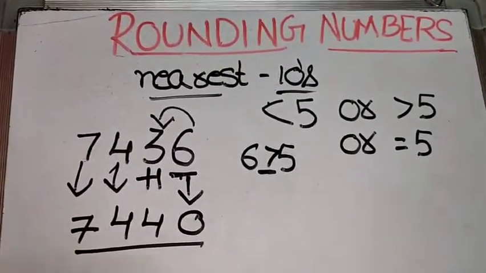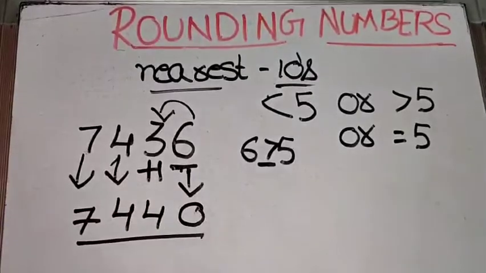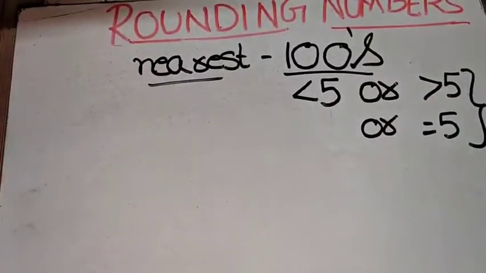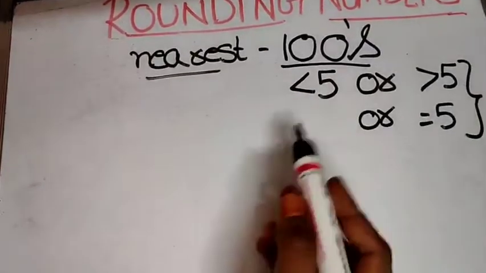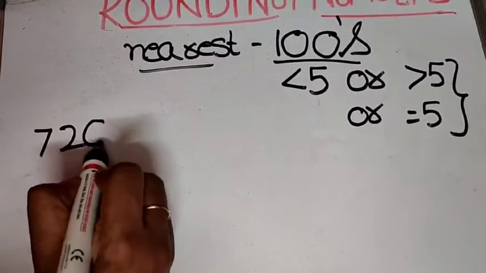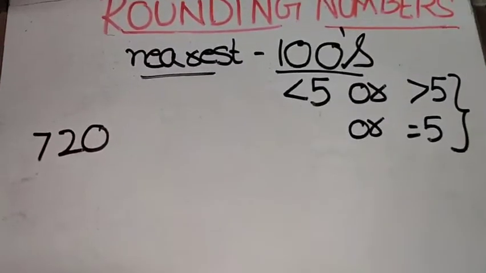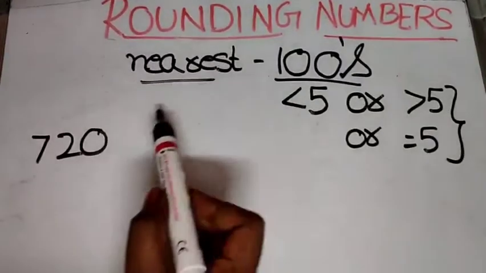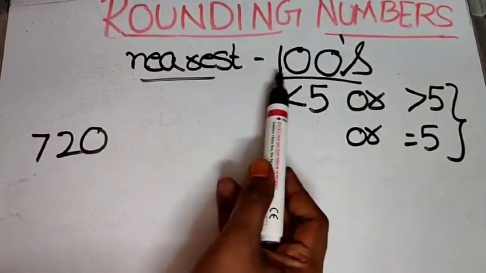Now let us see how to find the rounding numbers of nearest hundreds. So now we are finding to nearest hundreds. Let us take a number 720. Here I am taking 720, and what we have to find? We have to find the rounding number to nearest hundreds.